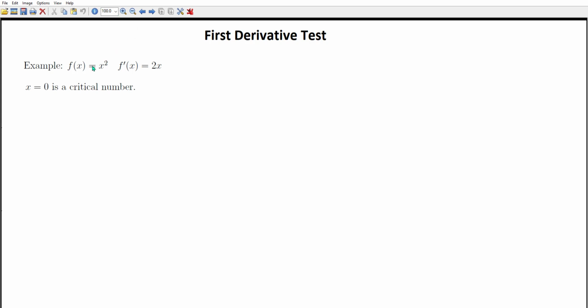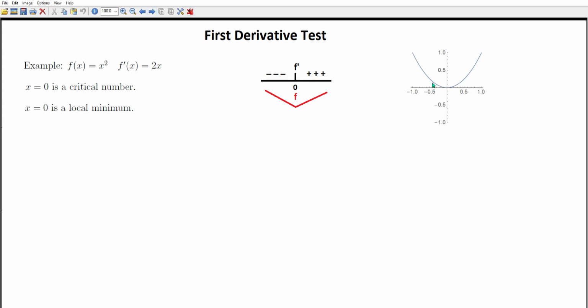So assume f of x is x squared, f prime is 2x, and pretty obviously x equals 0 is a critical number because the derivative is 0. We draw our little chart. 2x is negative when x is negative and is positive when x is positive. That means f goes down, then up. We have a local minimum. And if you look at the graph, this is just y equals x squared. There's your local minimum at 0.